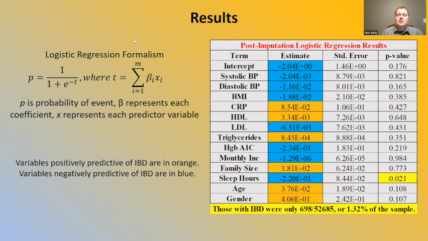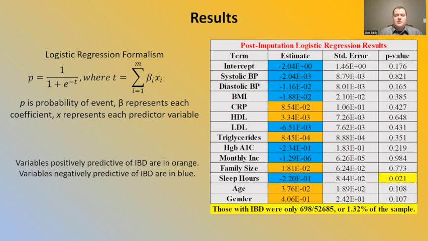We also used a logistic regression to generate a statistical predictive model. We didn't have too much success with this regarding statistical significance, and this is likely because the group with IBD was pretty small. It made up just over 1% of our total sample size. But nevertheless, the orange variables here are those that were positively predictive of IBD. So that would be CRP, good cholesterol, triglycerides, family size, age, and gender. And the other ones were negatively predictive.